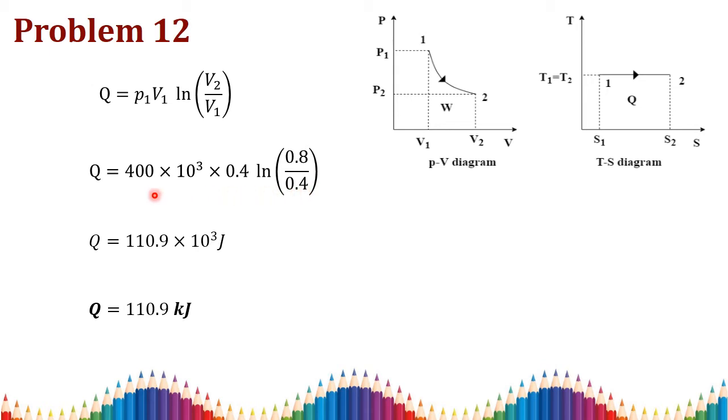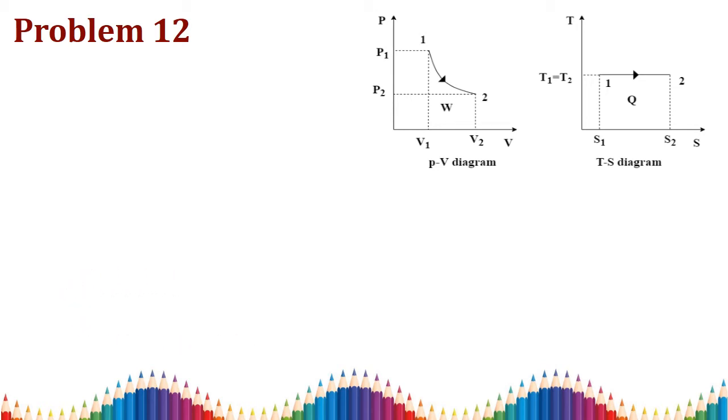By solving this simple relation, Q is equal to 110.9 into 10 to the power of 3 joule. This 10 to the power of 3 can be written as kilo. So the heat transfer for this process can be written as 110.9 kilojoule. As a result, the heat transfer is equal to 110.9 kilojoule.